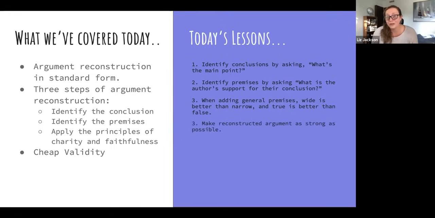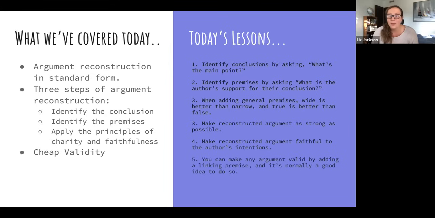We want to make our reconstructed argument as strong as possible, as the principle of charity says. We also want to make our reconstructed argument faithful to the author's intentions, as the principle of faithfulness says. And then we talked about cheap validity. You can make any argument valid by adding a linking premise, and in most cases, it's normally a good idea to do so. And a lot of the content from today was taken from Feldman, Reason and Argument, Chapter 5.